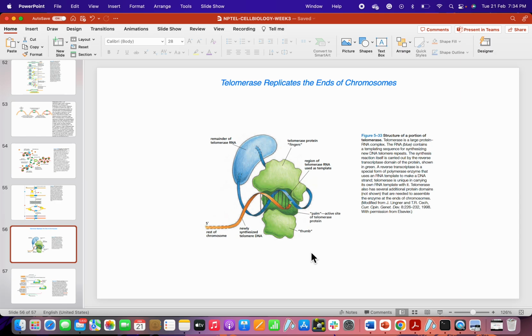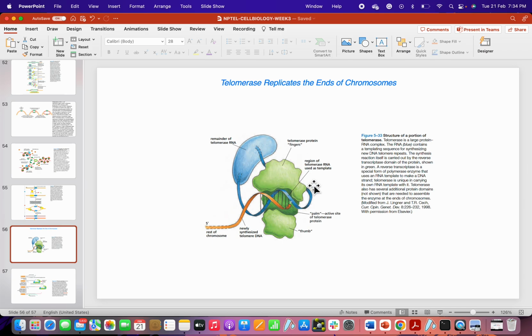So we know that there is an end in the DNA called telomere, okay? But that also we need to replicate, else what will happen? We will lose the end of DNA again and again, and the DNA length will be shorter.